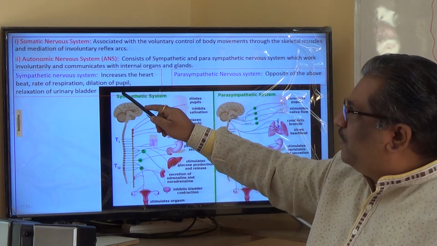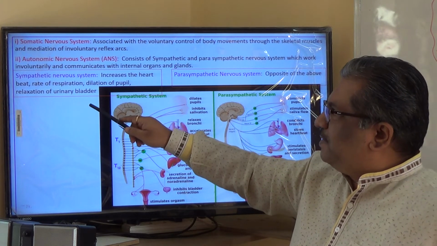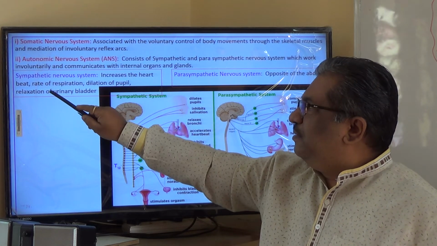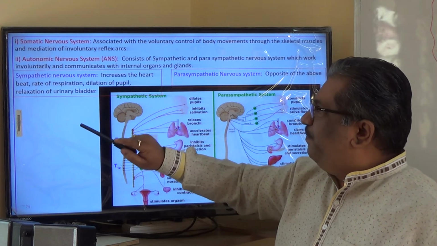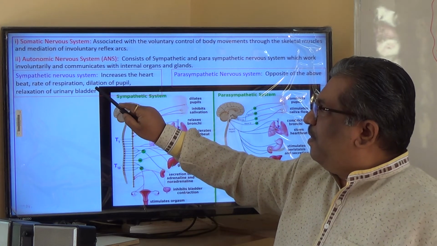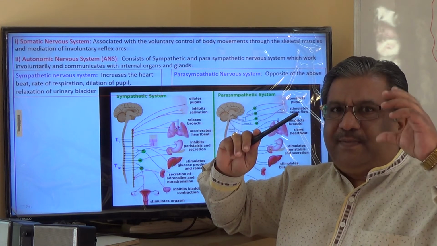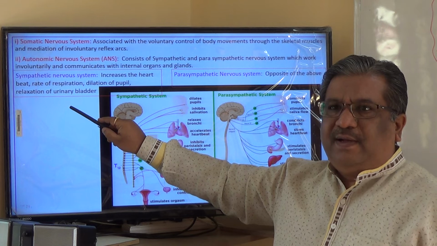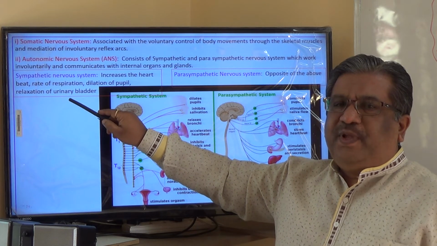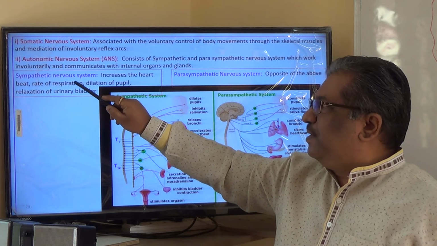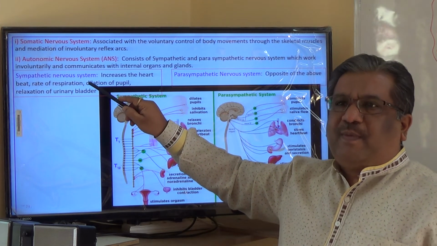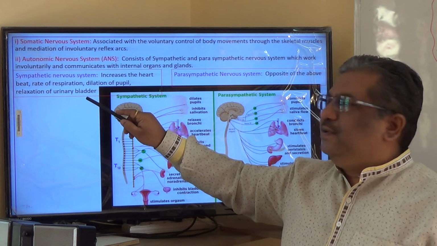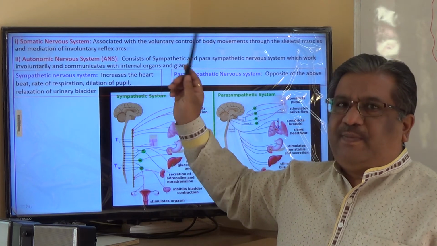So let us see the sympathetic nervous system. It increases the heartbeat, it increases the rate of respiration, it is responsible for dilation of the pupil, the pupil becomes bigger in the eye, and relaxation of the urinary bladder. These are the examples you must remember. In case a question comes, what is sympathetic and parasympathetic? Probably these examples help us to illustrate the sympathetic nervous system and parasympathetic nervous system.